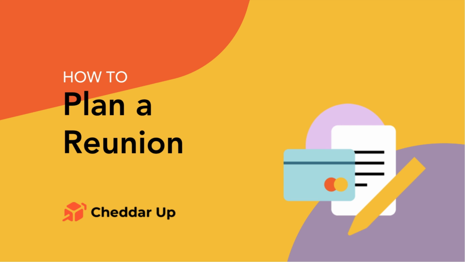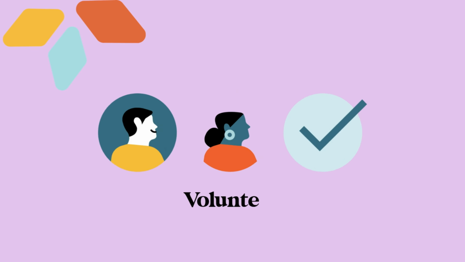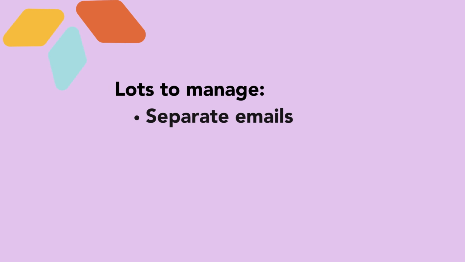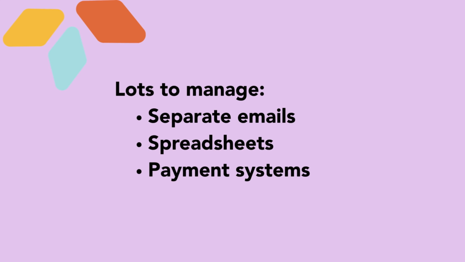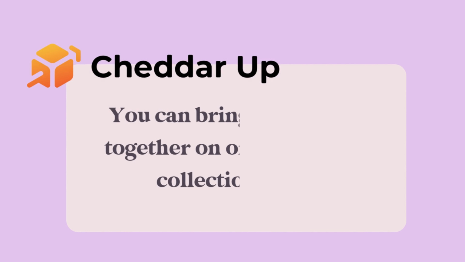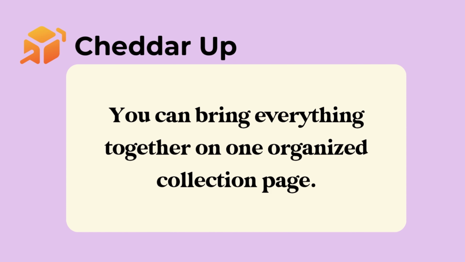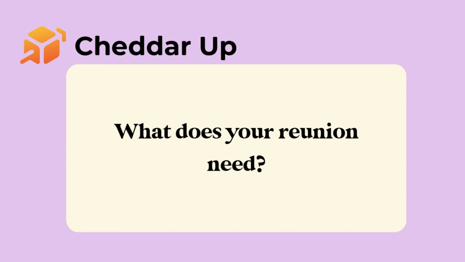Planning a reunion means keeping track of RSVPs, payments, and volunteers. That can become a lot to manage across separate emails, spreadsheets, and payment systems. With Cheddar Up, you can bring everything together on one organized collection page. But before you start building, think about what your reunion needs.